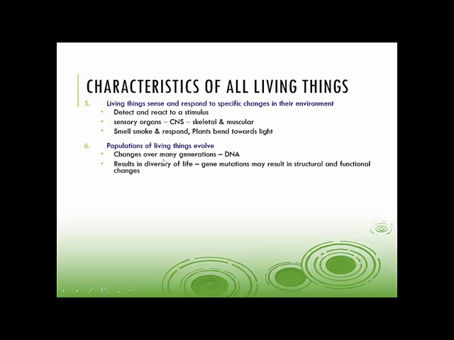Populations of things evolve. We have to change. We have to be ever changing in order to survive. Changes don't happen quickly. This is a slow change over time, and characteristically is driven by environmental conditions. These changes take place, as I said, over many generations, and there are different populations of things that have differences in their DNA.